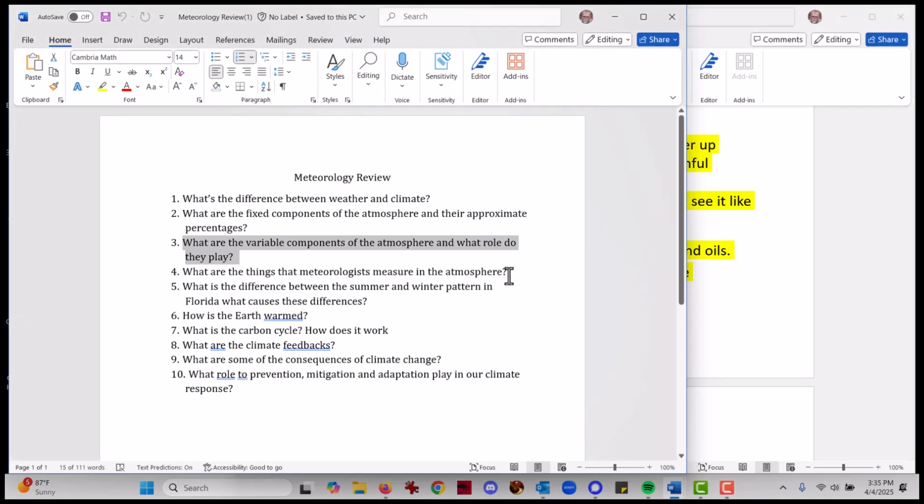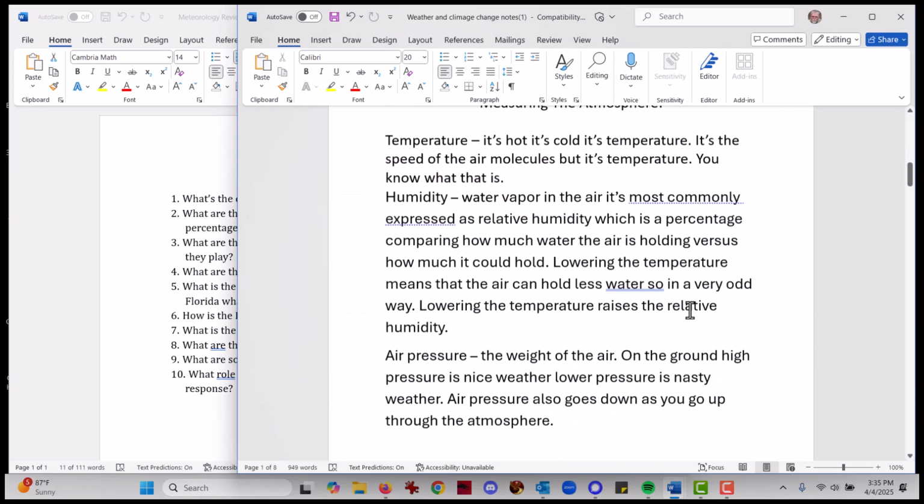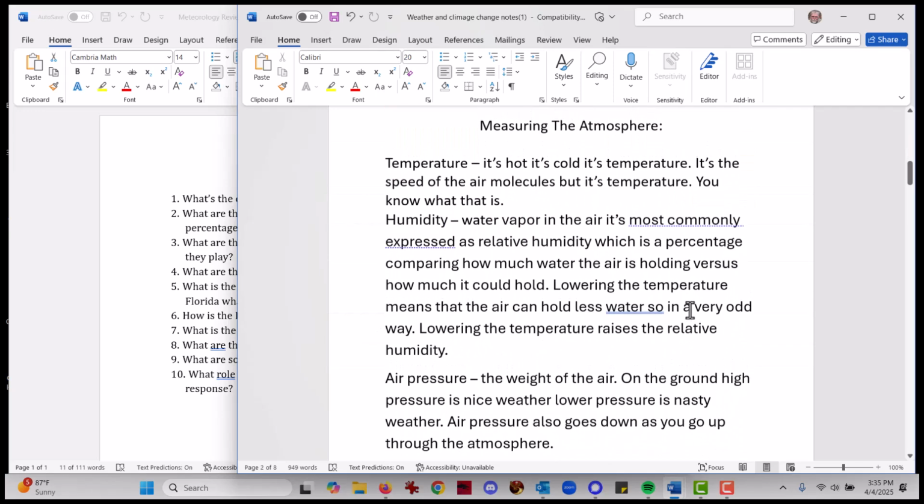And then question number 4, I ask, okay, what are some of the things that meteorologists study, or rather measure, in the atmosphere? And so here they are. In our case, it's not that many, right? So first of all, you want to know what the temperature is, right? It's hot, it's cold, it's the temperature.